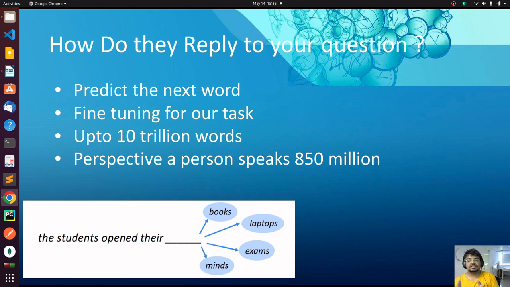As I have previously said, it is trained on as much as 10 trillion words of data, whereas a person hardly speaks about 850 million words in his whole lifetime. As the example here shows, if you give it the input "the student opened their", it may give you the prediction as books, laptops, exams, minds, anything. So this is after training the model, and when you do the fine tuning of it, it is converted into a question answer based approach.